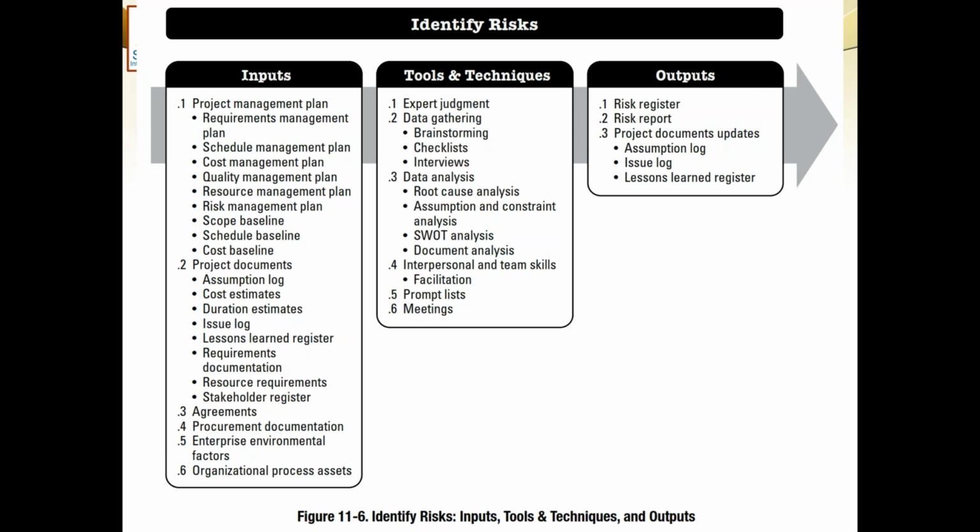Out of the 9 knowledge areas, scope has two plans, the requirement management plan and scope management plan. So there are 2 plans there and 8 others. So there are 10, minimum 10 management plans included in the project management plan. That is number one. Number two, this also includes all the 3 baselines. And what are the 3 baselines? Scope baseline, schedule baseline, and cost baseline. So all the management plans and all the baselines. This is the minimum required.